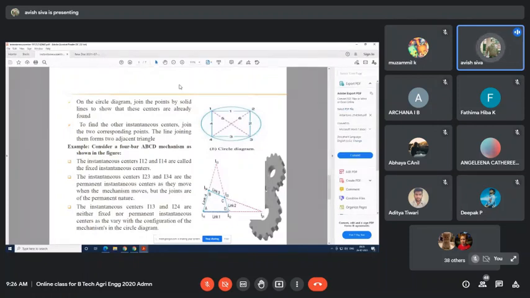Then you can see the other instantaneous centers I23 and I34 are permanent instantaneous centers. The reason why they are called permanent instantaneous centers is that they move when the mechanism moves. According to the mechanism's movement, those 2 points will move. So those 2 points are called permanent instantaneous centers.